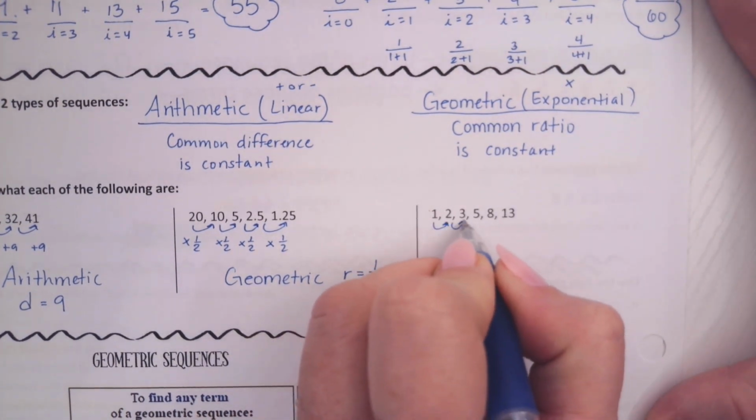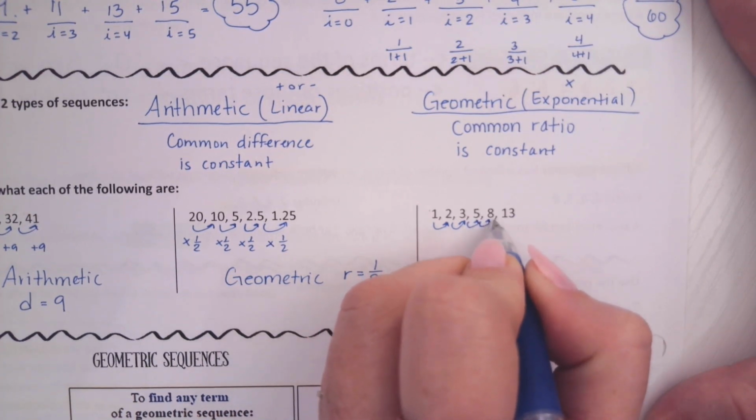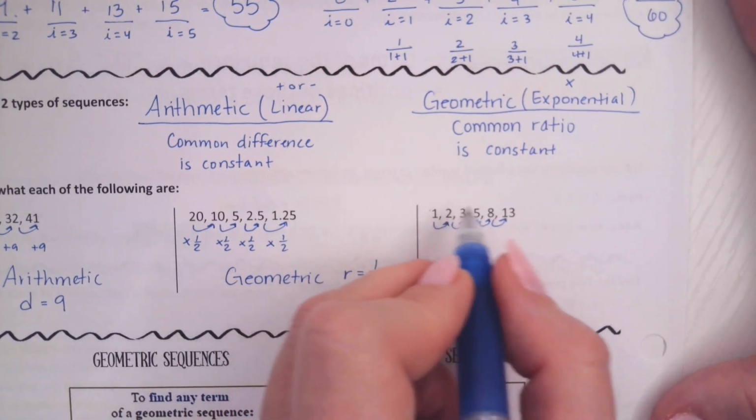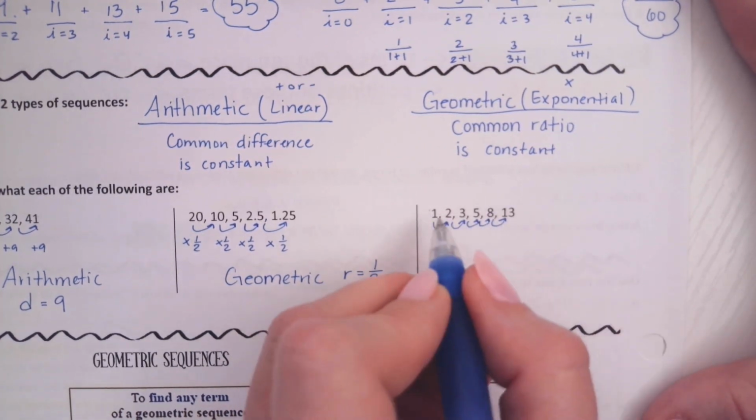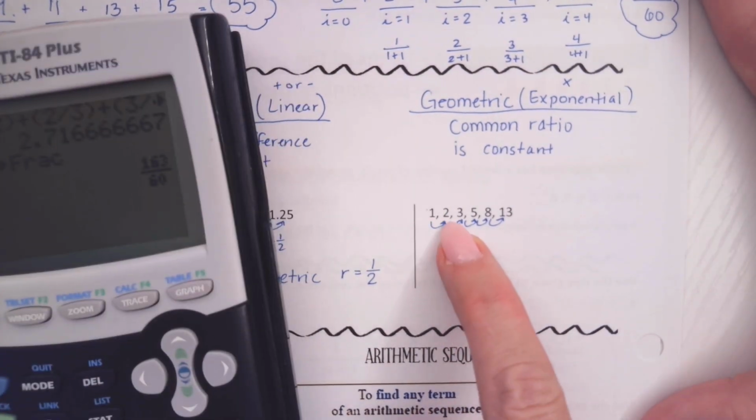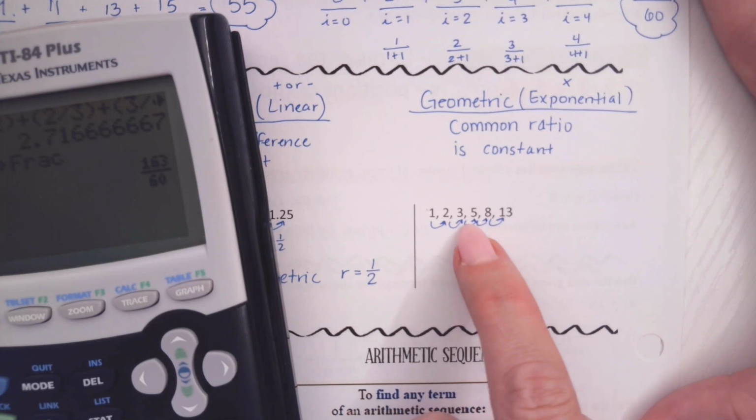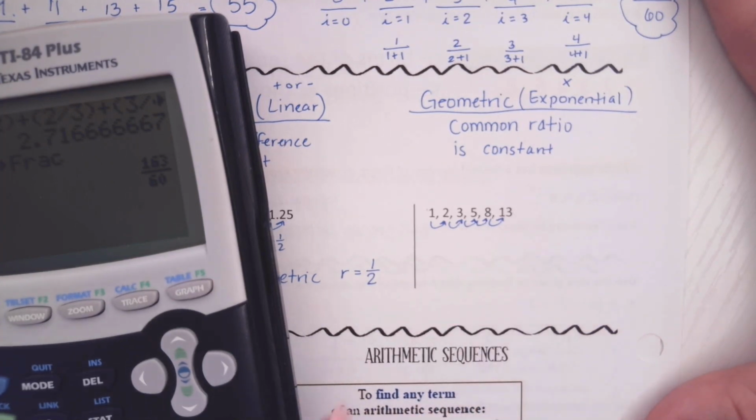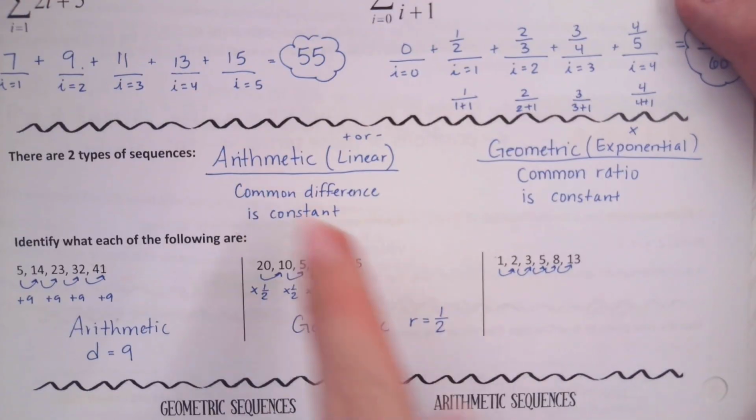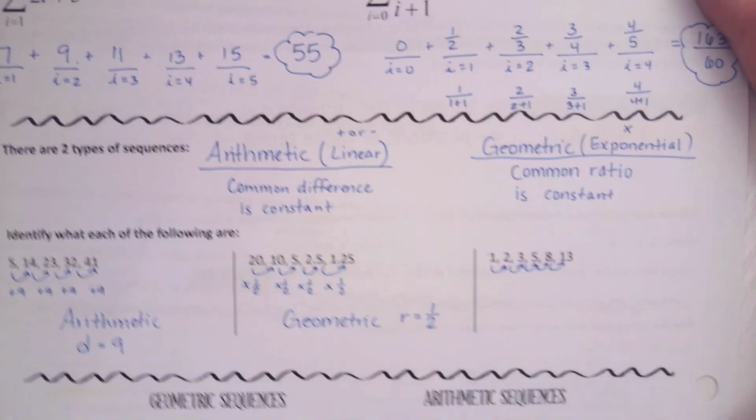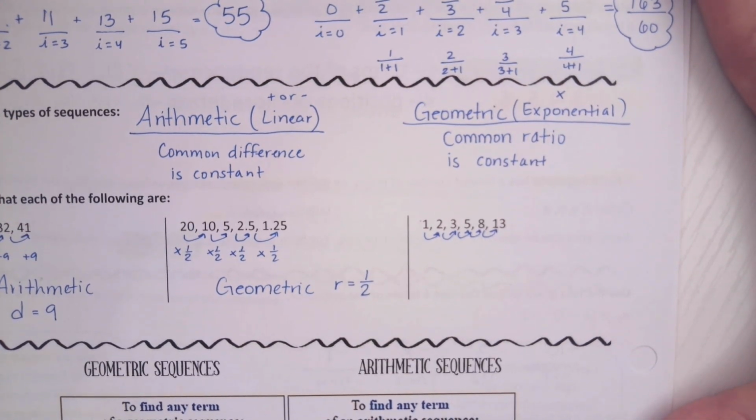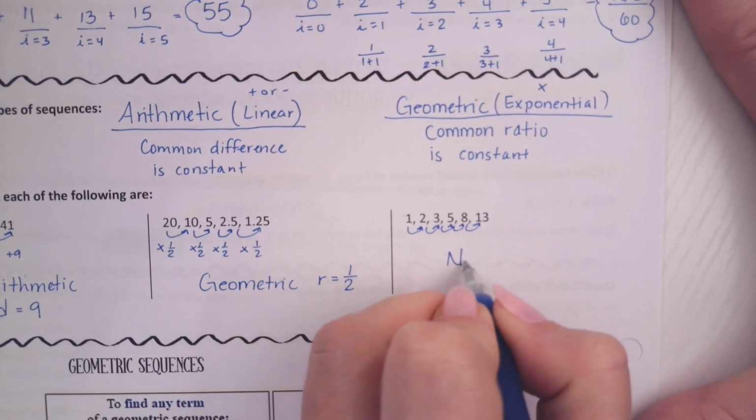1 to 2, 2 to 3, 3 to 5, 5 to 8, 8 to 13. Neither. Yeah, it's not adding or subtracting anything each time. To check if it's multiplying by the same number each time, I can see the first one would be times 2. And then is the next one times 2? No, so it's not multiplying by the same number each time. So this is still a sequence. It's just not one of these two main types of sequences. It would follow some sort of other function pattern. Quadratic, cubic, something or another.